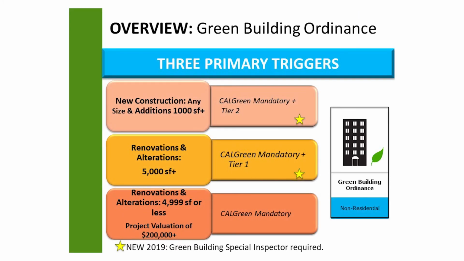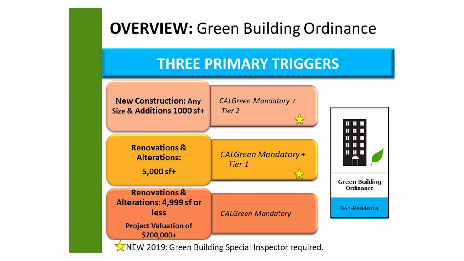So the 3 main triggers for the Green Building Ordinance are identified on this slide. For new construction projects of any size and additions of 1,000 square feet or more, the requirement is CalGreen mandatory plus Tier 2. For renovations and alterations of 5,000 square feet or more, the trigger is CalGreen mandatory plus Tier 1. For renovations and alterations of 4,999 square feet or less, and a project value of $200,000 or more, the trigger is CalGreen mandatory.